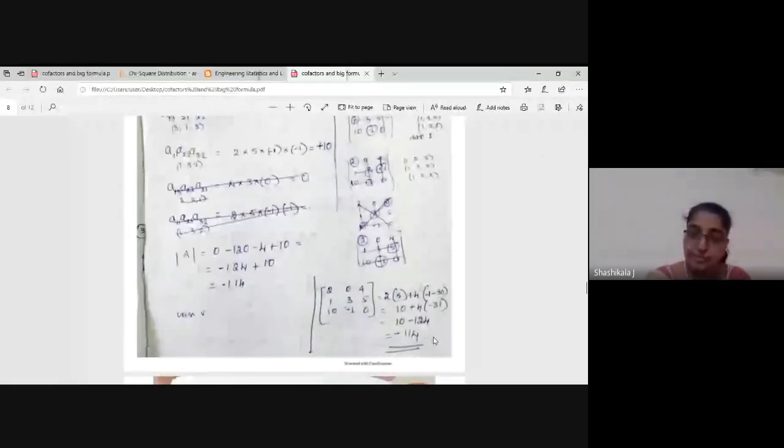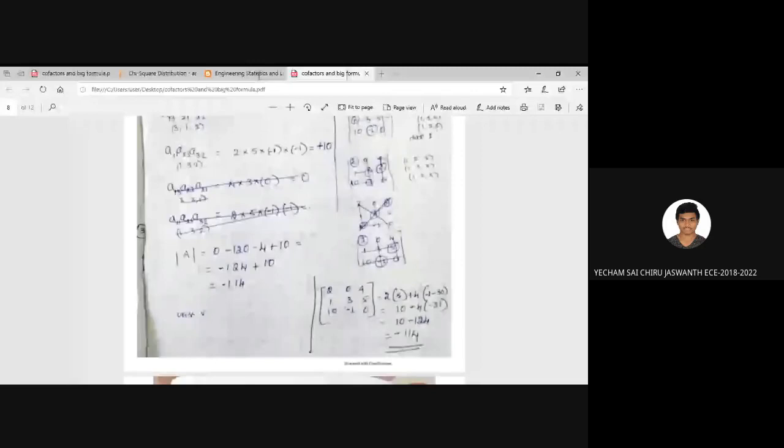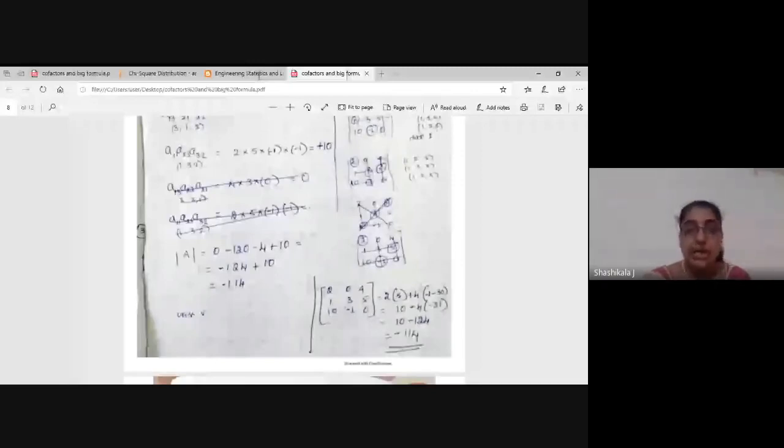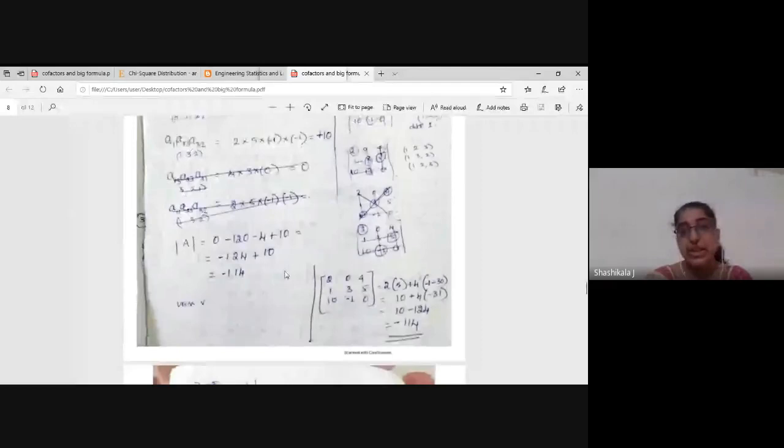Understood this method? Yes, ma'am. Or any doubts? Okay. Go through the notes and let me know whether determinant by finding the cofactors is done or not. If it is not done, I will do it again in the next class.